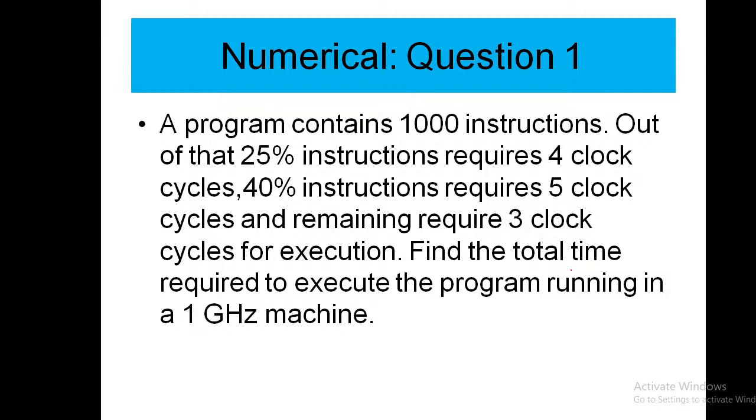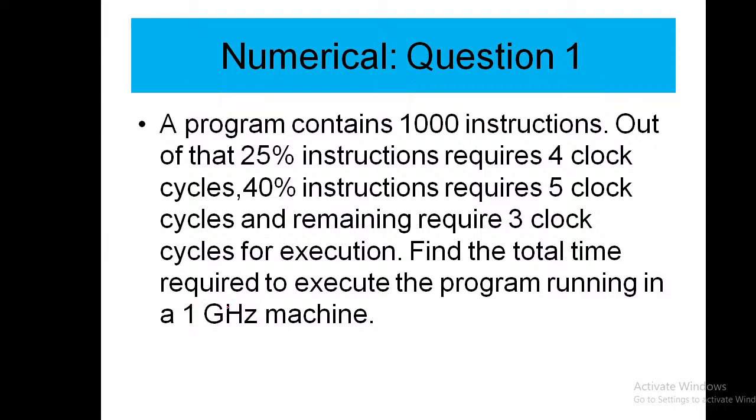Now we will touch on conventional numerical problems in this lecture. You can read the question. A program contains 1000 instructions. Out of that, 25% of the instructions require 4 clock cycles. What is 25% of 1000? That is 250, and each of those 250 instructions takes 4 clock cycles. 40% of the 1000 instructions each take 4 clock cycles, and the remaining take 3 clock cycles. They are asking to find the total time required to execute the program running on a 1 gigahertz machine.